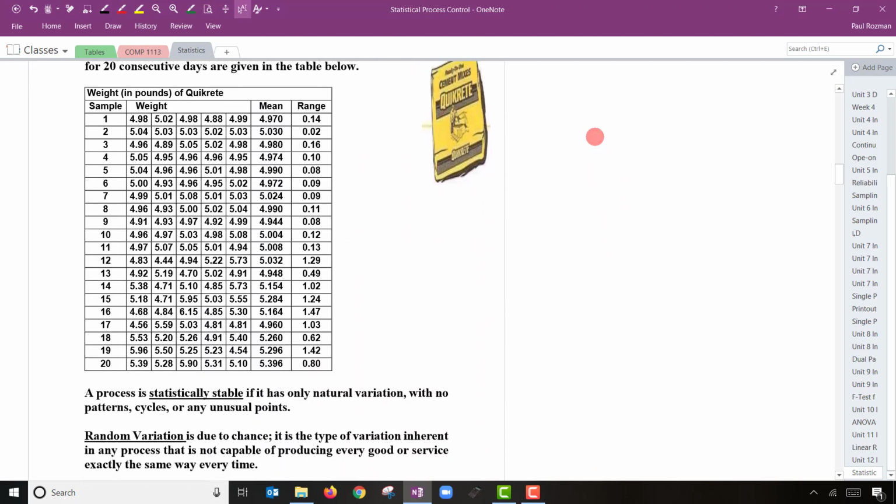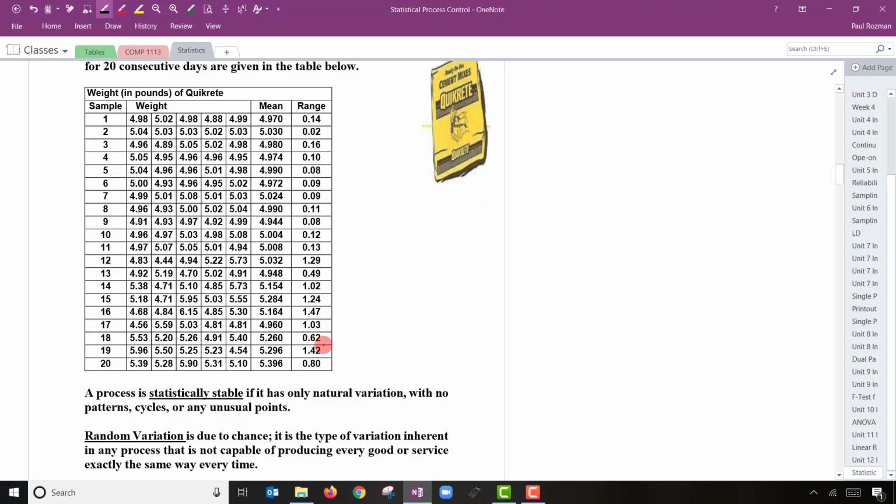We could also look at the range each day, and that might tell us something, right? A small range is good. That means our bags are being consistently filled. But if we have some large values, then we'll see that we're getting more inconsistent compared to how we were at the beginning. So that's another way to track this.